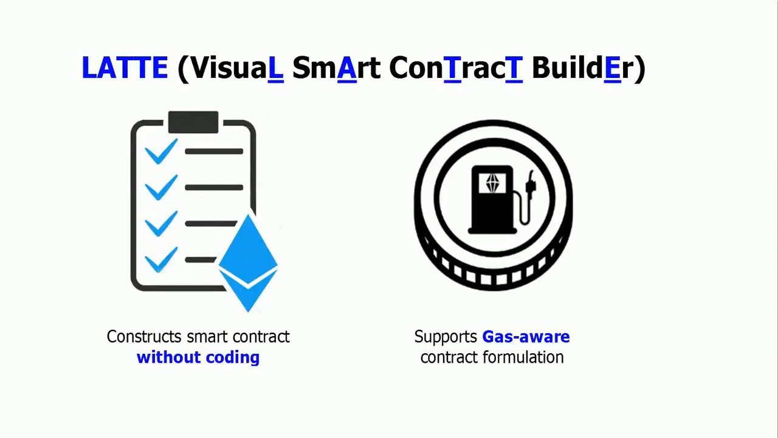In this video, we introduce LATTE, a tool for visually creating and deploying smart contracts, that is designed for non-programmers or novice users who are not familiar with Solidity. LATTE is designed based on two key principles, namely, effortless creation of smart contracts without writing Solidity code, and facilitation of gas-aware formulation of smart contracts. We shall demonstrate these features using a reference contract available in the Solidity documentation.